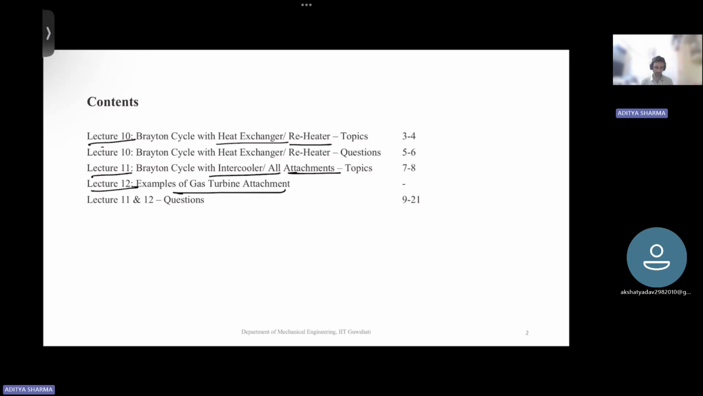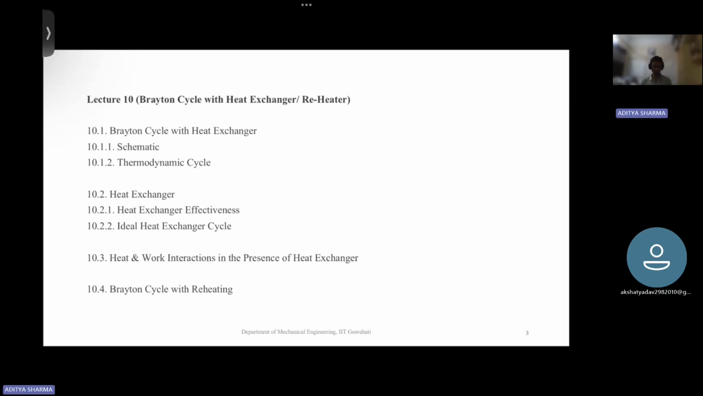This is the content related to this week's content, that is gas turbine attachments. So we'll start with lecture 10. Let's see first the topics of lecture 10. This is Brayton cycle with heat exchanger and reheater.